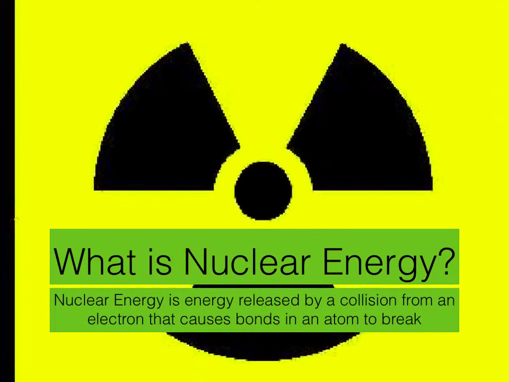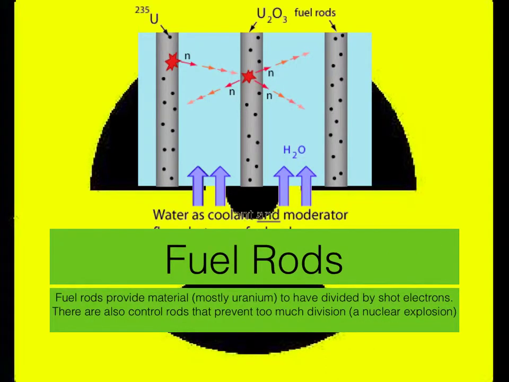What is nuclear energy? Nuclear energy is energy released by a collision from an electron that causes bonds in an atom to break. Fuel rods provide material, mostly uranium, to be divided by shy electrons. There are also control rods to prevent too much division, in other words, a nuclear explosion.